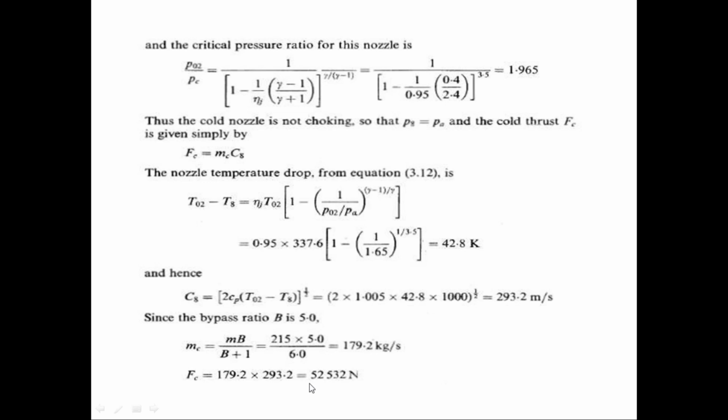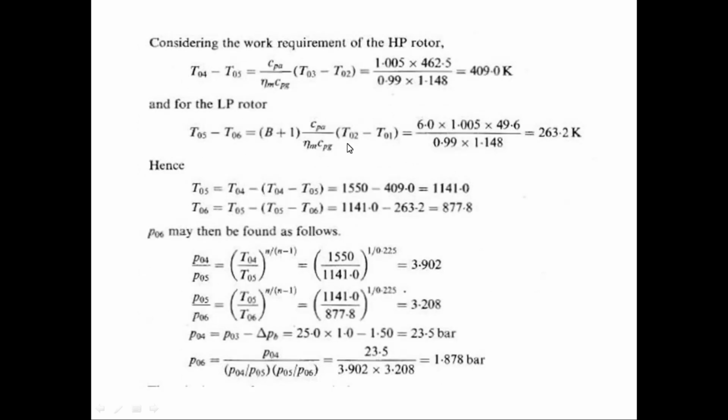C8 is 293.2. So the thrust at the cold side is roughly around 52.5 kilonewton. Now for the HP rotor, we can start the calculations which we have performed in the previous numericals. T04 minus T05 is CPA by mechanical efficiency times CPG into T03 minus T02. So T03 minus T02 is 462.5, CPA is 1.005 and CPG is 1.148 and the mechanical efficiency is 0.99. So T04 minus T05 is 409 Kelvin.